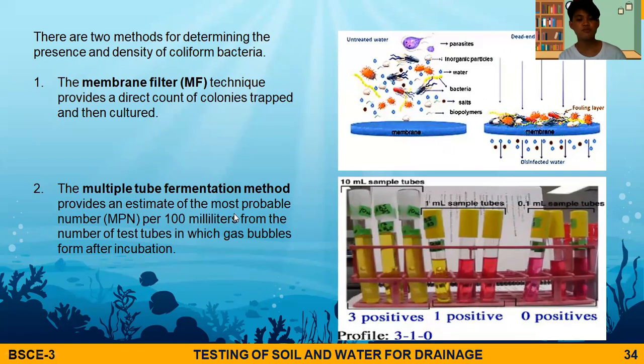Second is the multiple tube fermentation method, which provides an estimate of the most probable number, or MPN, per 100 milliliters from the number of test tubes in which gas bubbles form after incubation. That is how it is tested: 3 positive, 1 positive, and 0 positive. So, that's how it is.